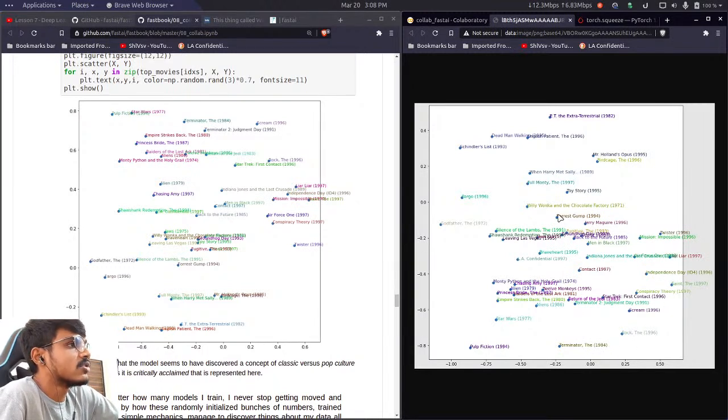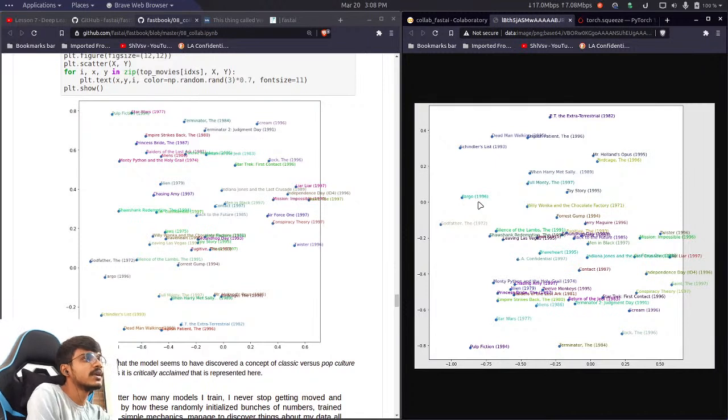There's also Forrest Gump, Willy Wonka, Jerry Maguire, Toy Story, Full Monty, Schindler's List, Fargo, Dead Man Walking. So this looks like crime thriller. Pulp Fiction. Okay, these are the science fiction movies: Star Wars, Terminator, Aliens, Empire Strikes Back.